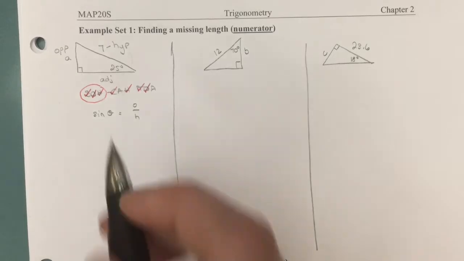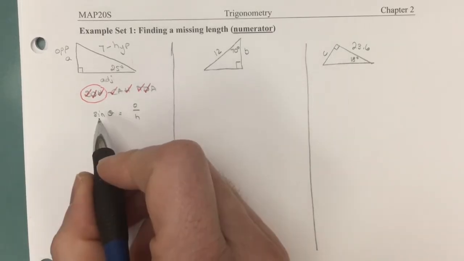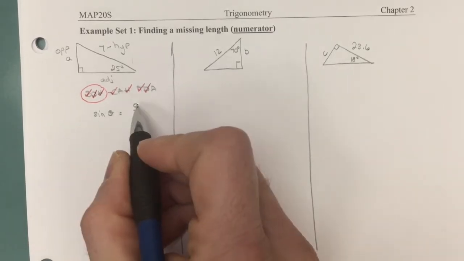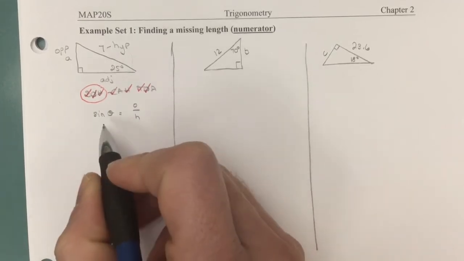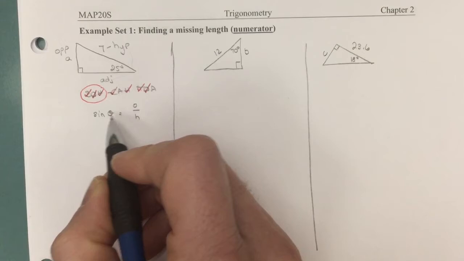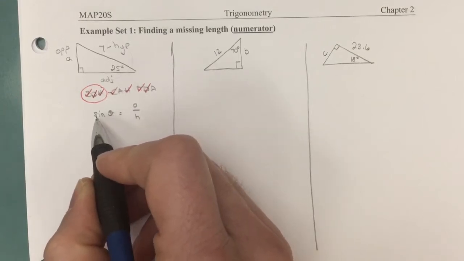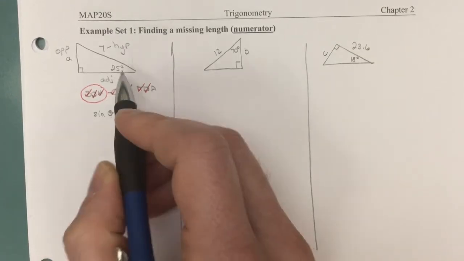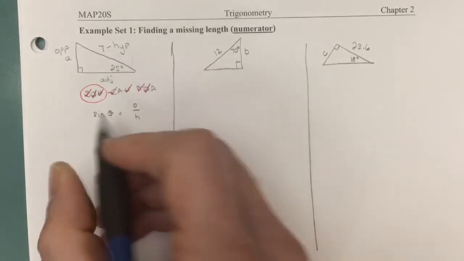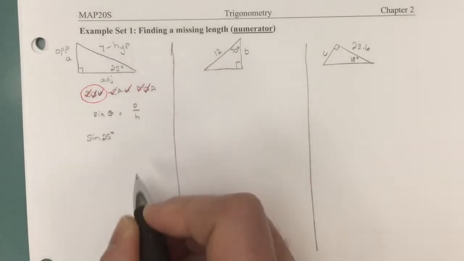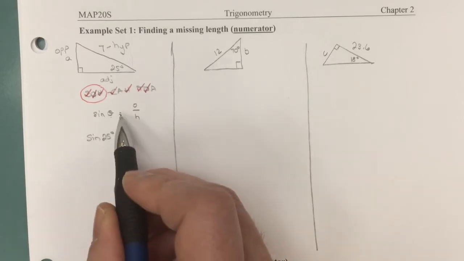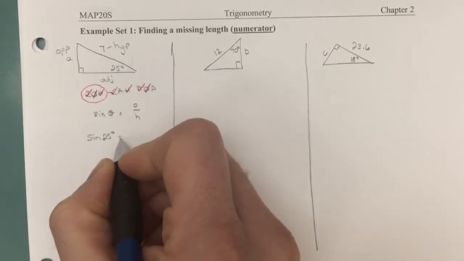Let's use O for opposite and H for hypotenuse. And now you insert your values. This was the angle, this is your opposite side, and this is the hypotenuse, and we will insert the values that we have for each one of those. So do I have the angle? Yes, I do. So that means I can write this as sine of 25 degrees. That is equal to the opposite.